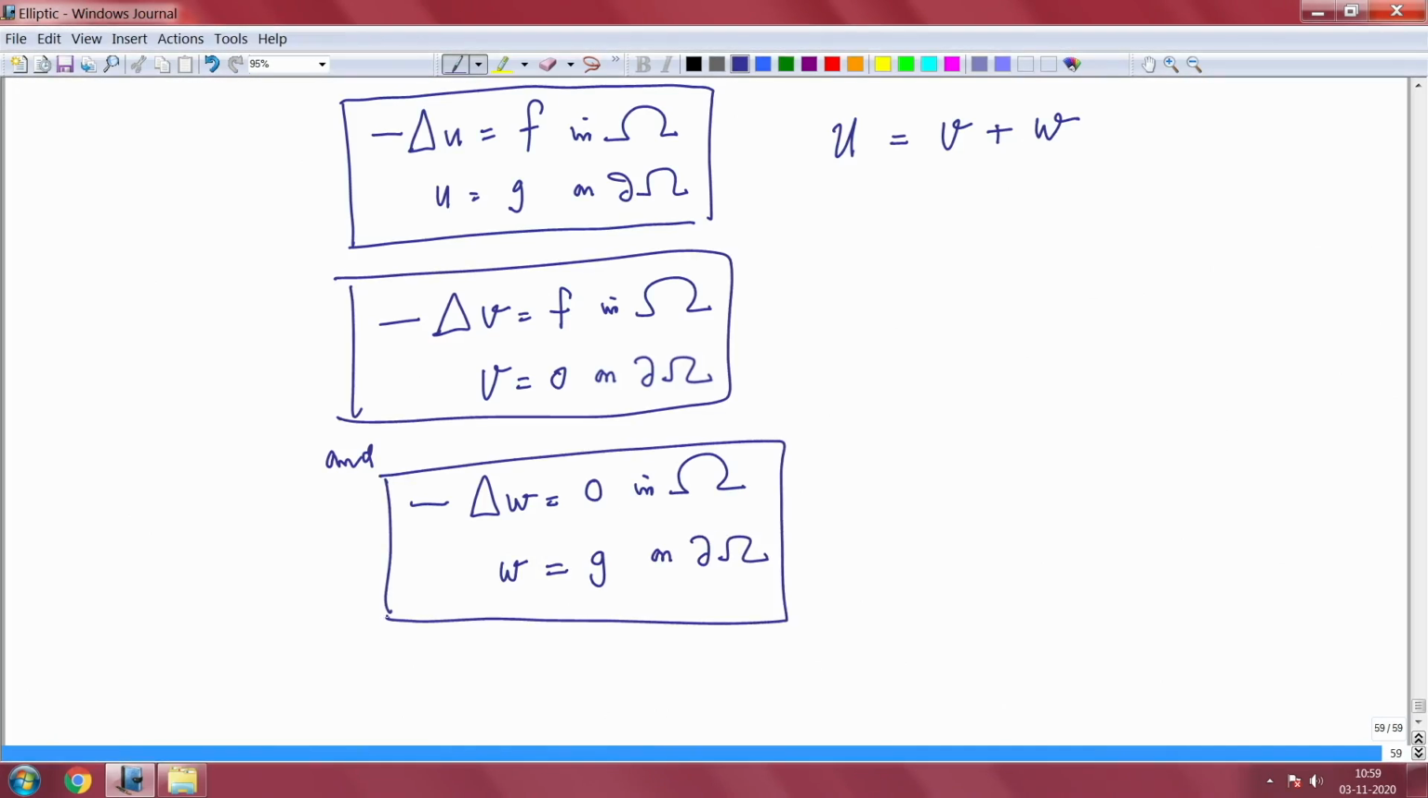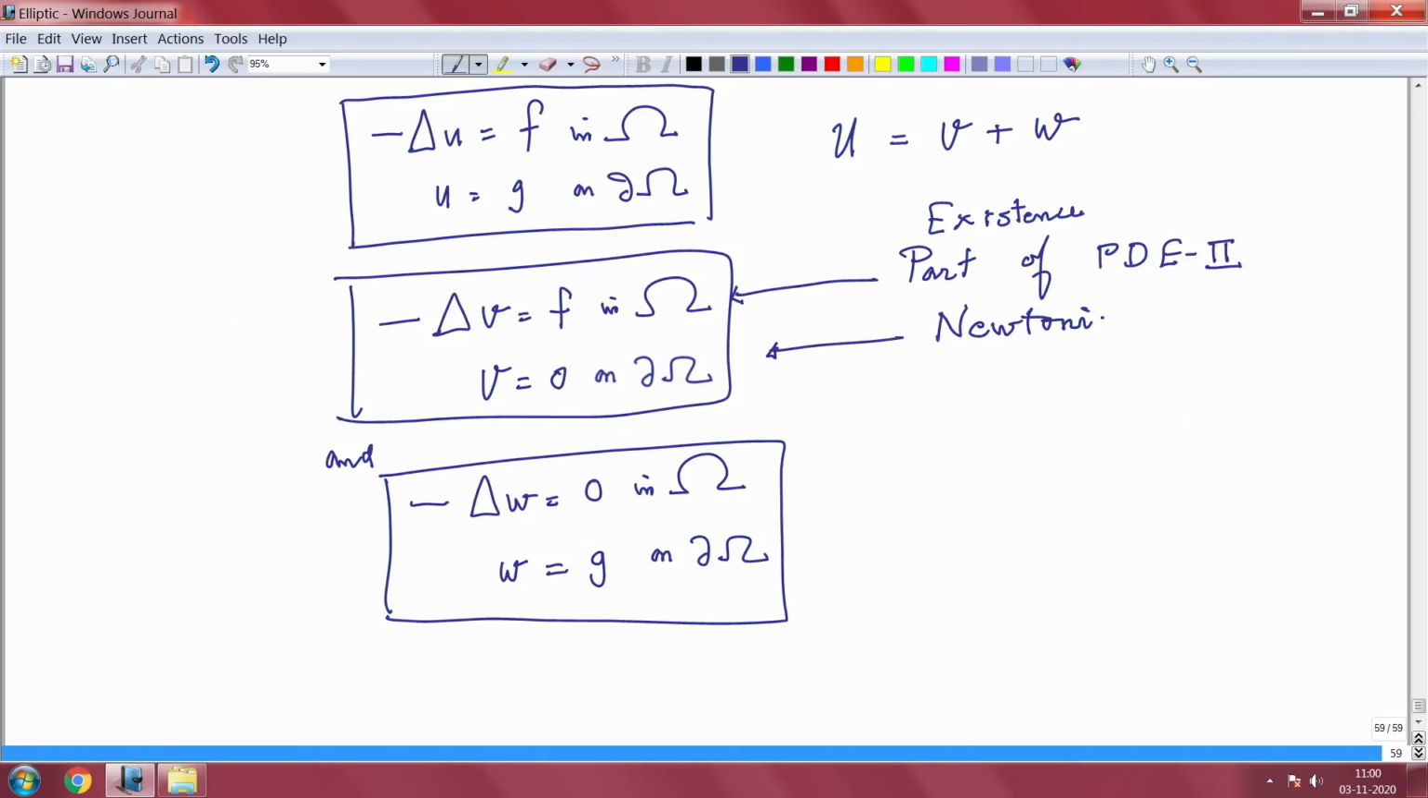So, what are we going to do? We are not going to do this problem. This is part of PDE 2, the existence part of PDE 2. We will study that. And this is what is called the Newtonian potential.